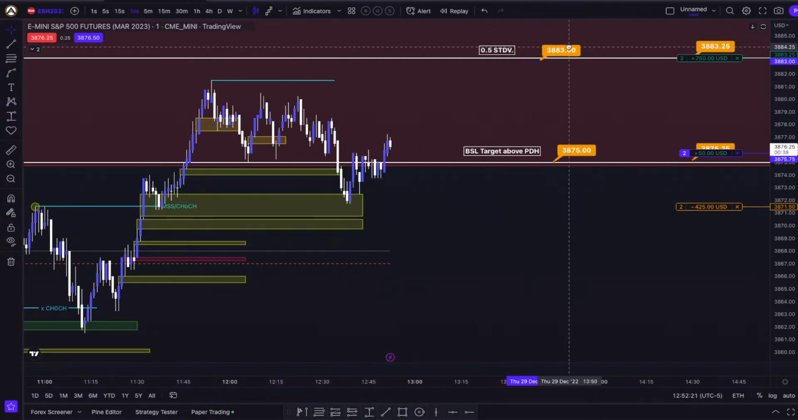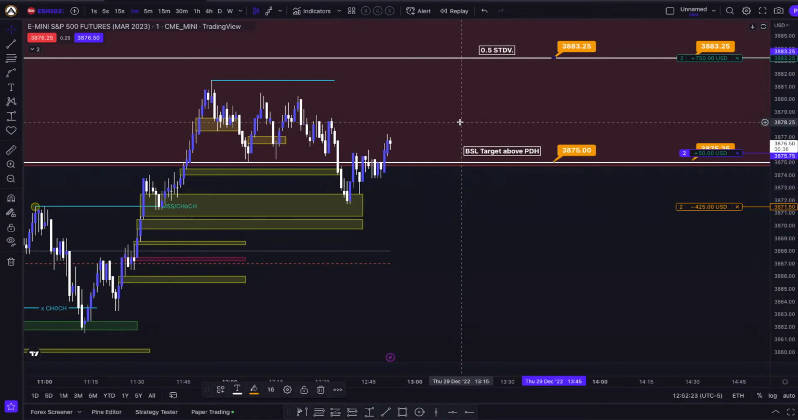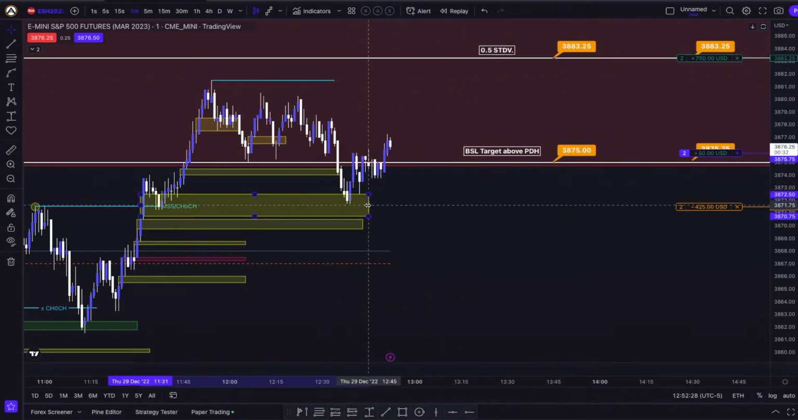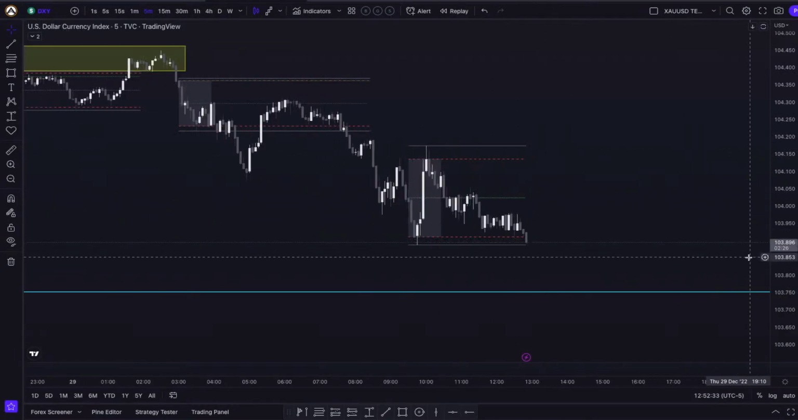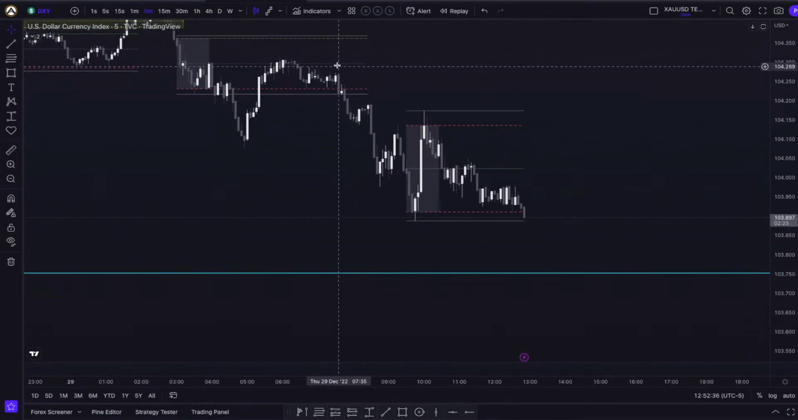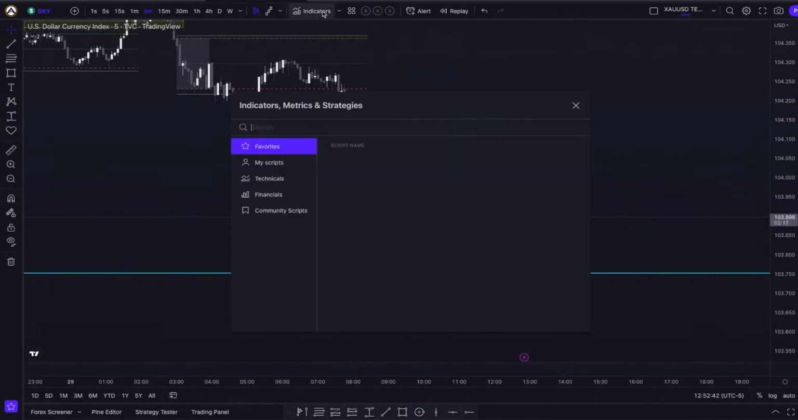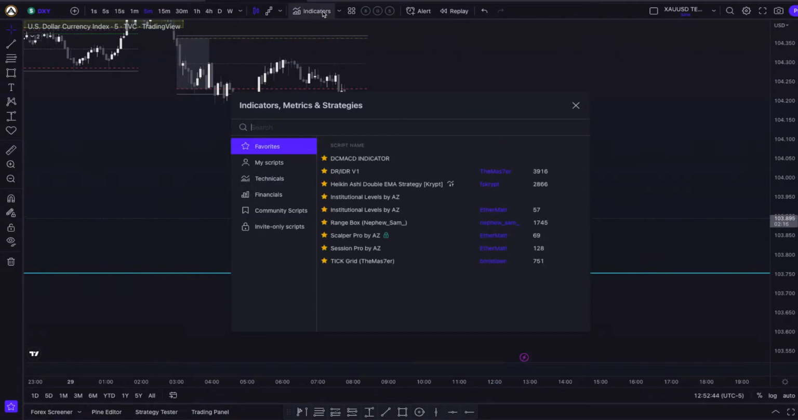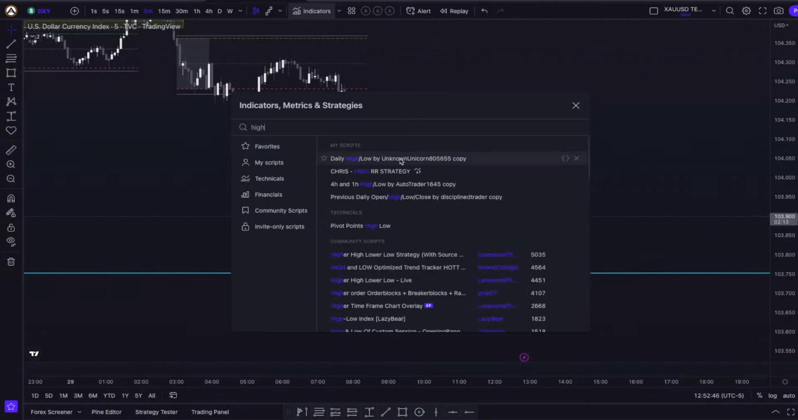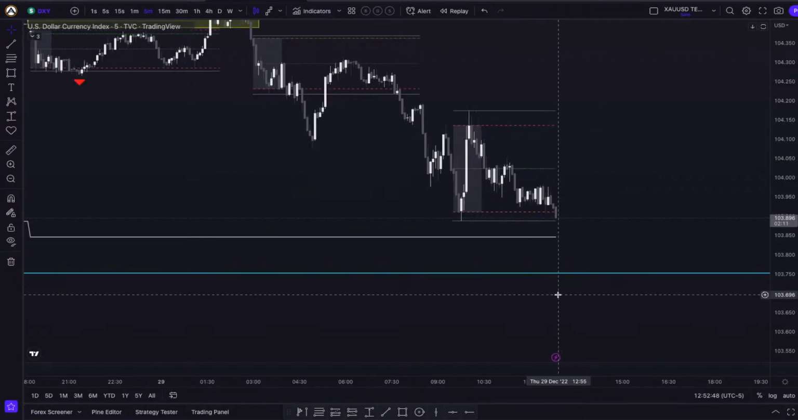All right, seems like we're working our way back up to our 0.5 standard deviation, reacting off this fair value gap right here. We're back in profits now with our paper trade right here. Looks like DXY is breaking. Let's see if we get a close below the DR here on the DXY. We can also grab our daily high indicator right here.